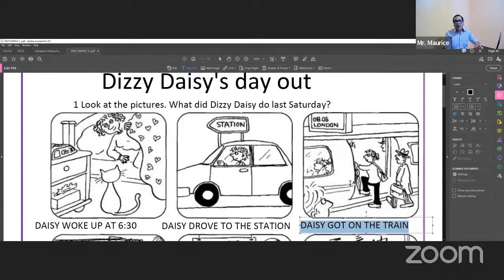You're going to work in groups. Let me check how many students we have. They are 9 students. So 5 students in group number 1 and 4 students in group number 2.